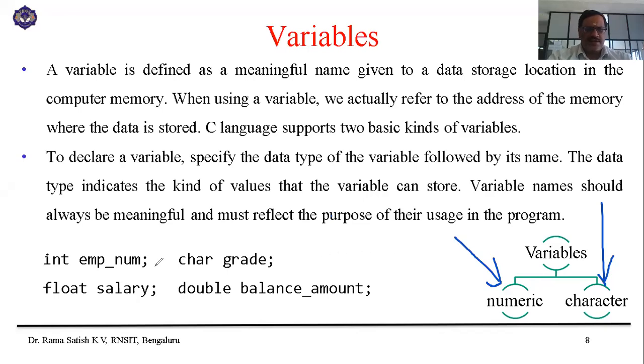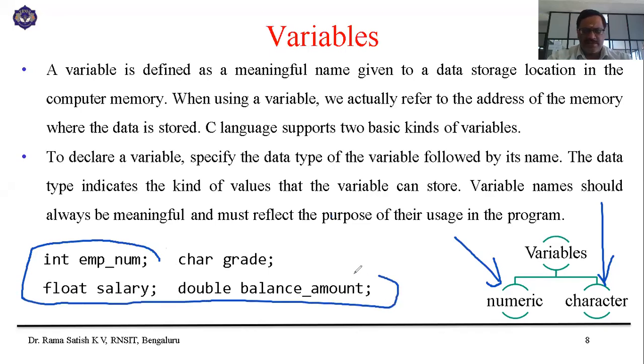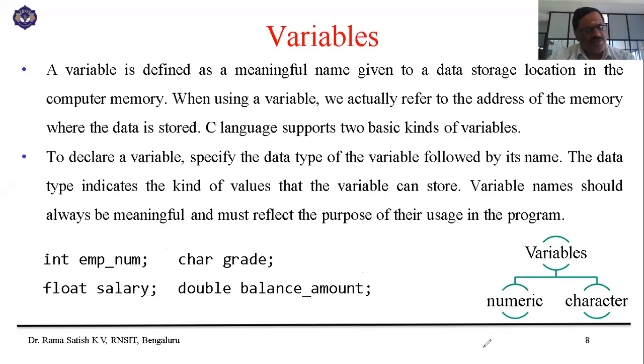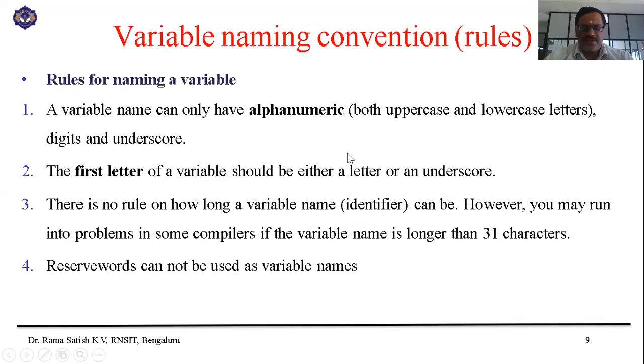Among variables with numbers, you can see integer is a number, float is a number, double is a number. These are the 3 examples of numeric variables. Next, we have the character variable, which can store a single character. And of course, all these things we'll be using in our further discussions.